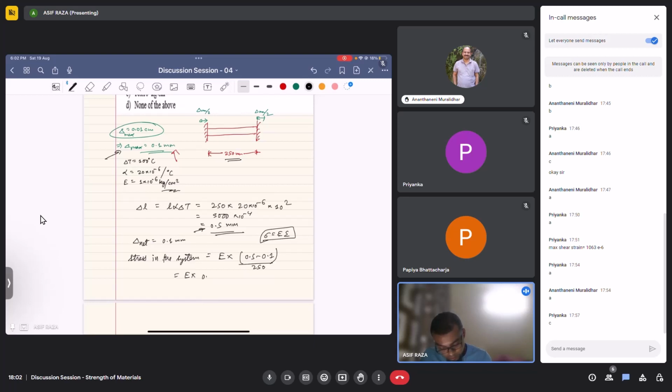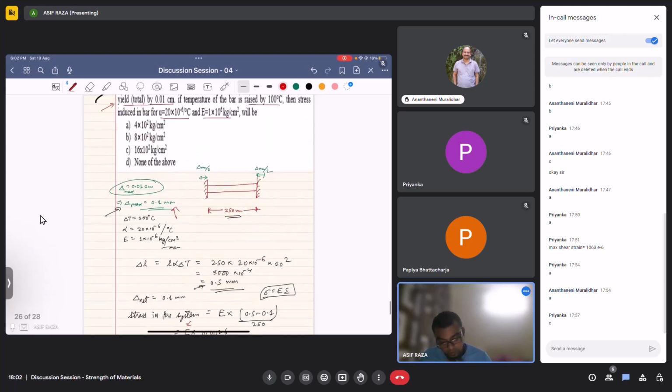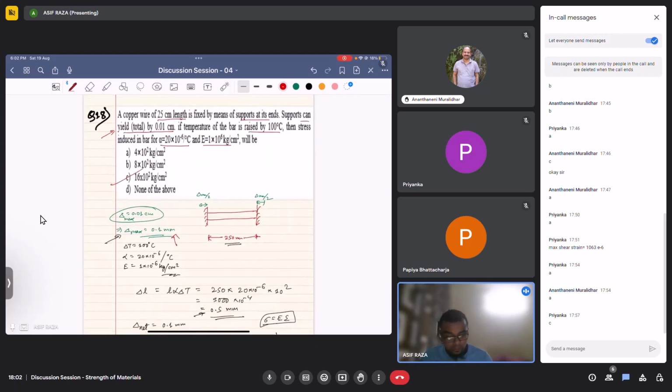This would be equal to 0.0016, and since this is a dimensionless quantity, the unit would depend solely on this, so we can directly substitute the values. 10 power minus 6 into 0.0016 kg per centimeter square, and this would be equal to 1600 kg per centimeter square. Okay, so this would be the answer.